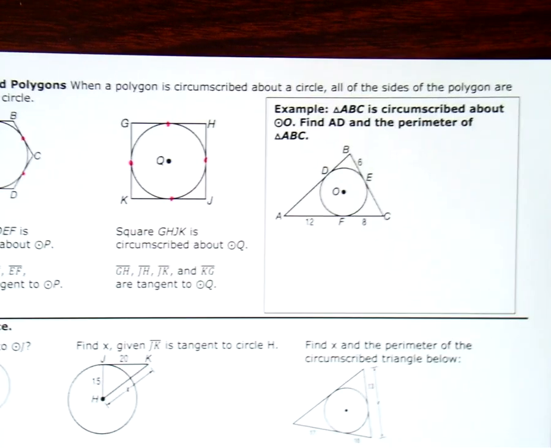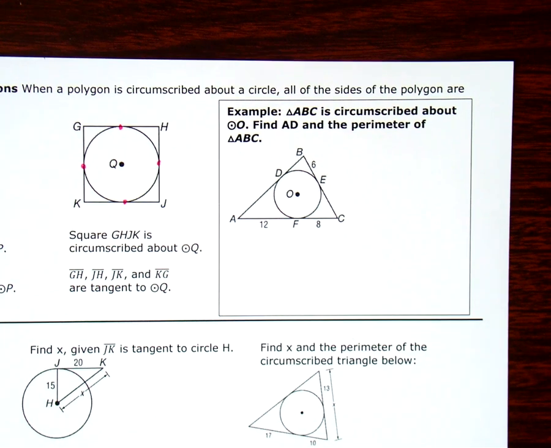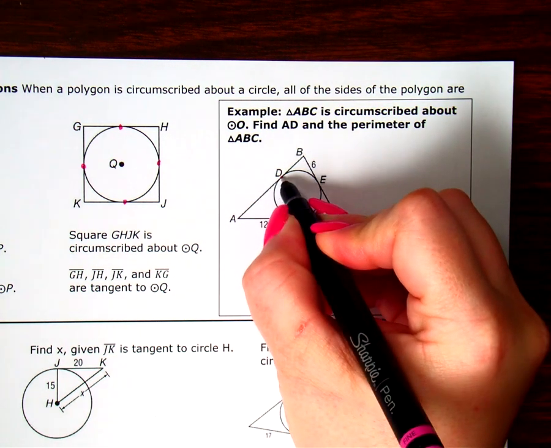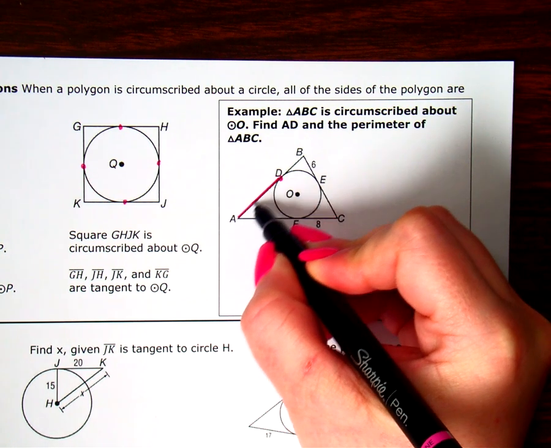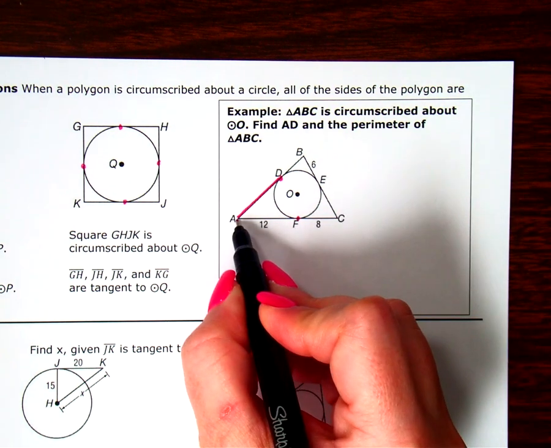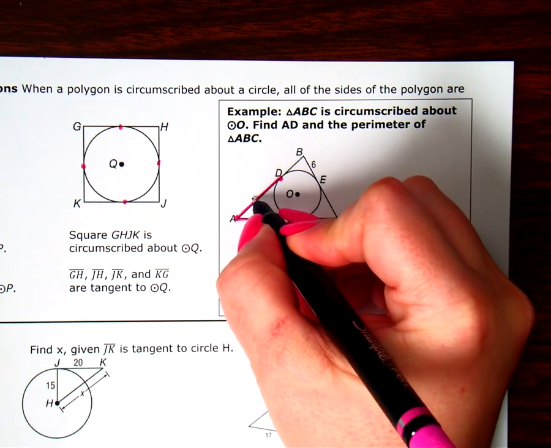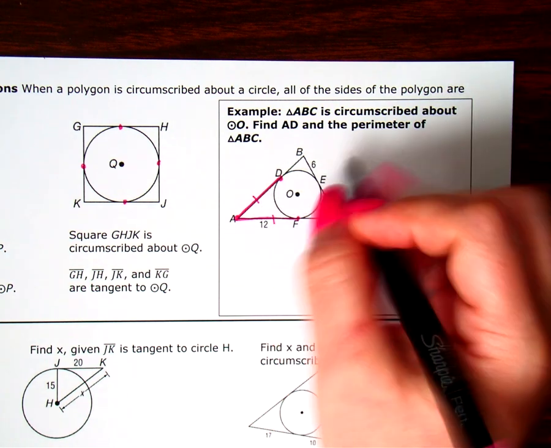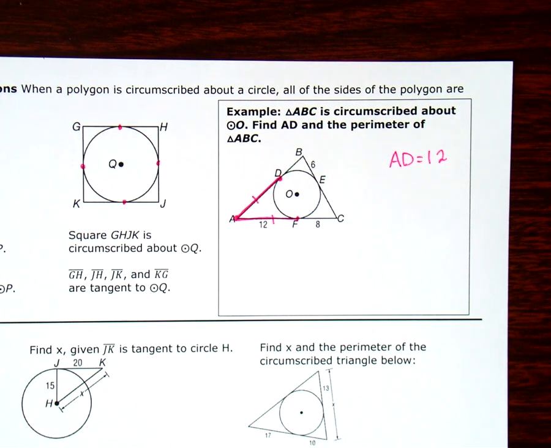Okay, so let's look at this example. Triangle ABC is circumscribed about circle O. Find AD and the perimeter of ABC. Okay, so the first thing it wants me to find is AD. So D is my point of tangency, and I'm looking for this exterior tangent segment. And I can see that point F is a point of tangency, and so it's going to match with this. And then look, point A is a common external point. So that means these two pieces must be equal. So AD equals 12. Okay, but wait, there's more.